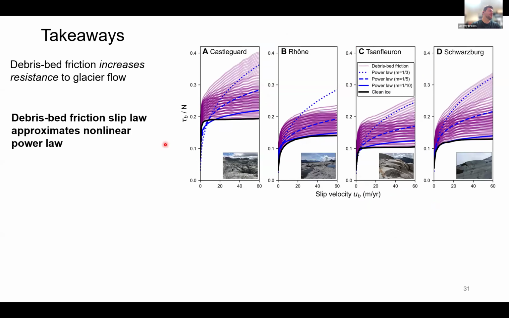Our second takeaway is that this debris bed friction slip law, which is quite a bit more complicated and includes a variety of different parameters, can be reasonably well approximated as a nonlinear power law, with quite a bit of range in that power law exponent, depending on details of these parameter values. This helps because it can provide some physical validation for using power law slip laws in ice flow models, rather than trying to use a whole different slip law.